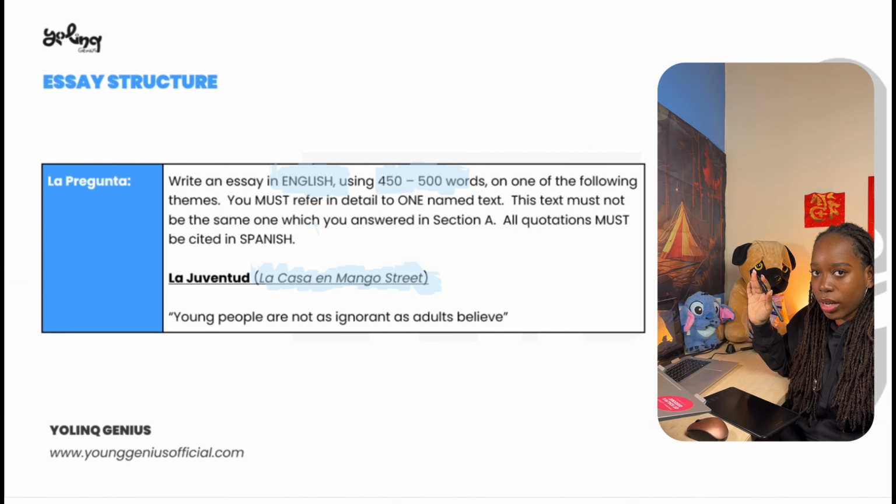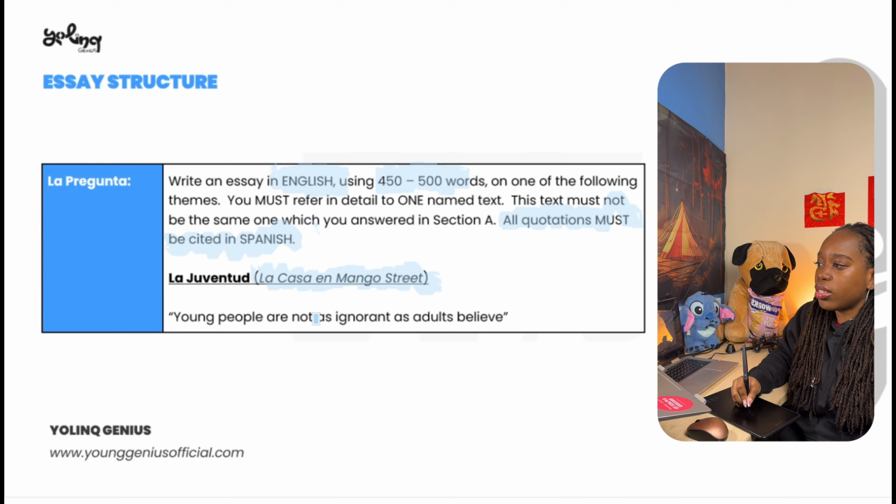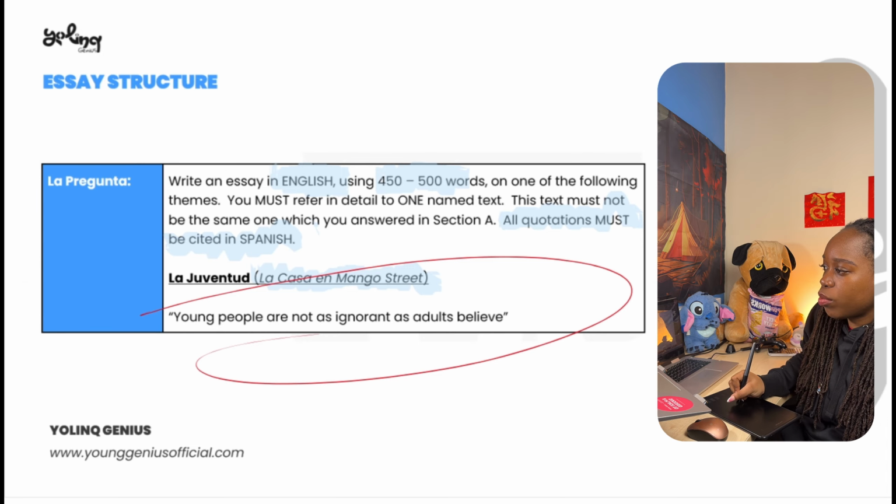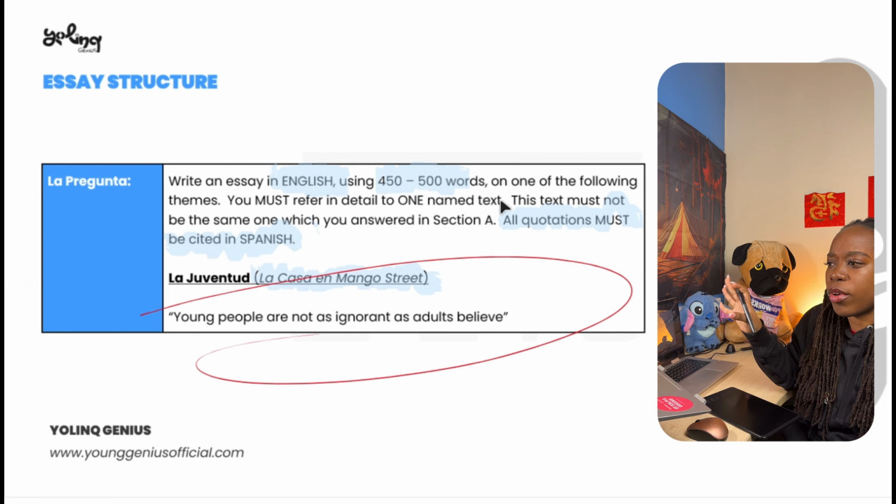So I think I did my section A on El Coronel, and my essay was on La Casa en Mango Street. Again they said that all quotations must be cited in Spanish, en el español. So write the essay in English, all quotes in Spanish, and we're going to get to that. The topic that I wrote my essay on was one of my first essays that my teacher marked for me. It says young people are not as ignorant as adults believe, right?